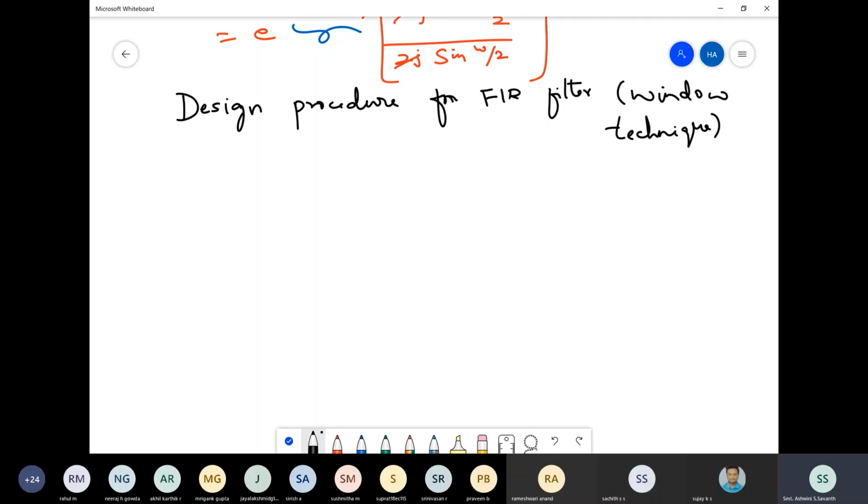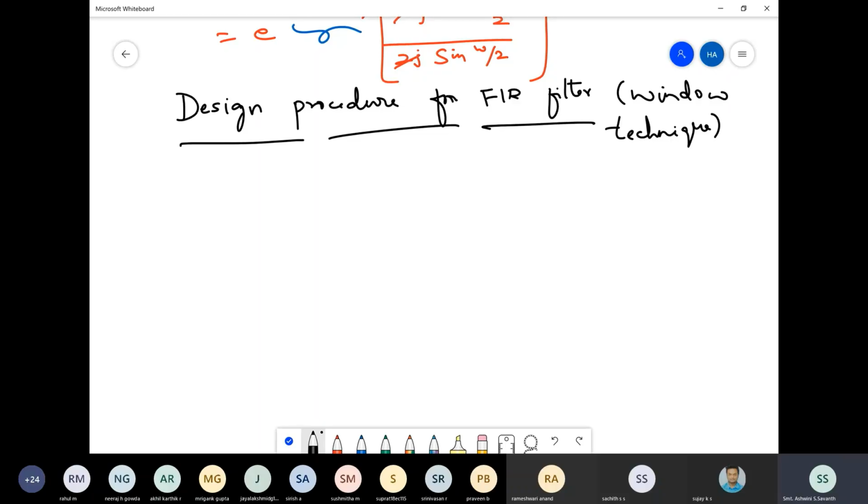But how do you decide which window to use? All those points we are going to be looking at now. So this is the design procedure that you have to follow whenever a problem is given to you. Okay. So now we'll have to start off with an ideal filter frequency response.